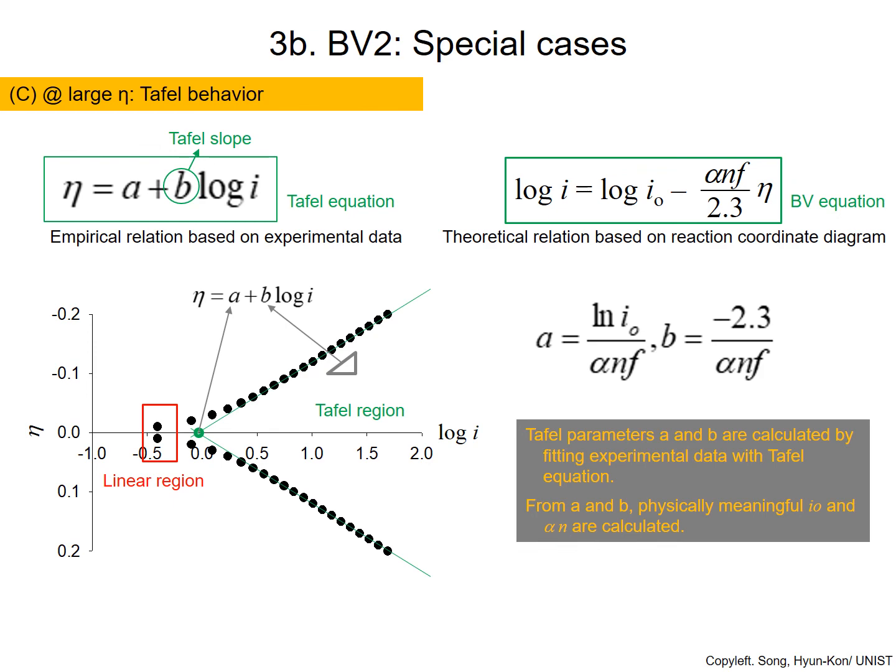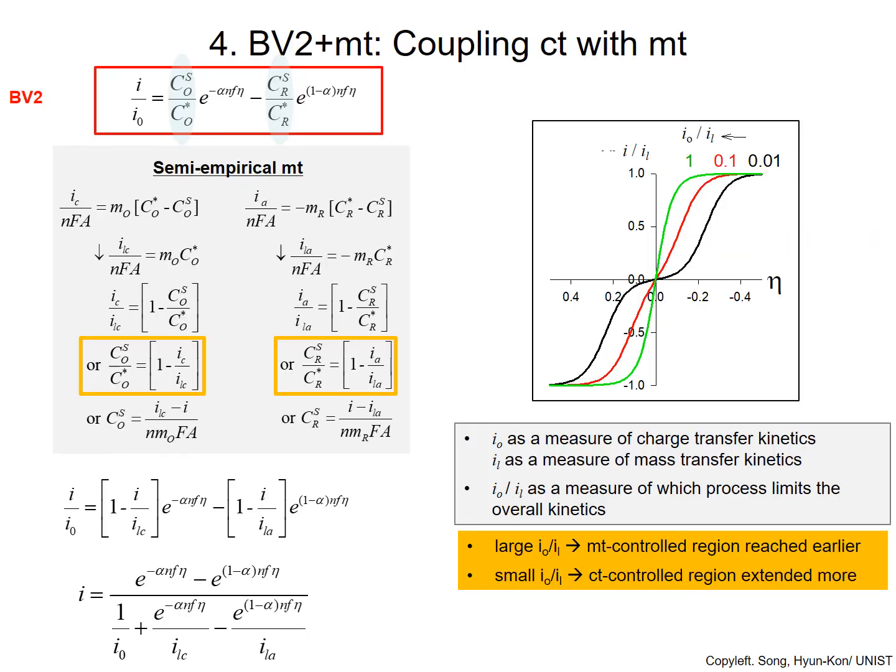I have said that the current versus potential curves can be split into three different regions. The first region is the linear region, at which current is just proportional to the potential. The second region is the Tafel region at relatively higher overpotential, at which the current is proportional to the exponential of potential.